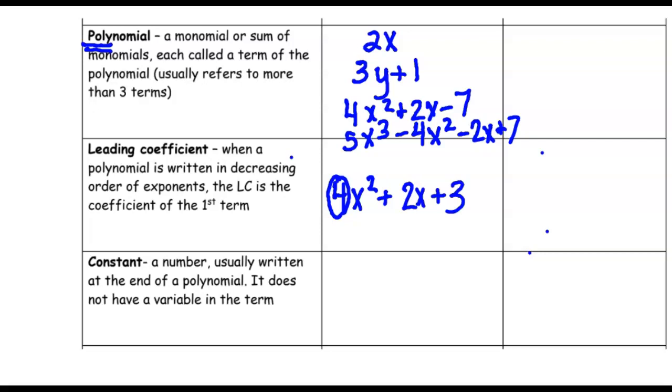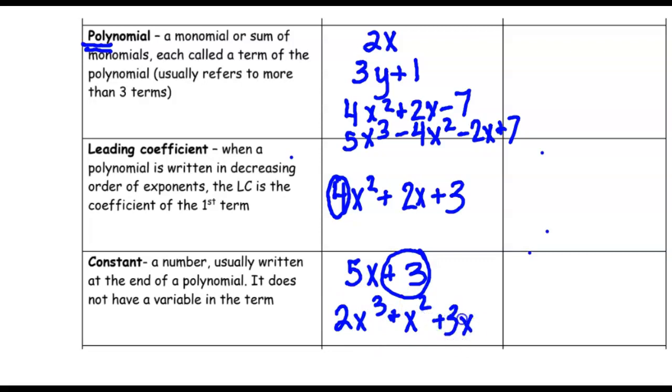Okay, a constant is a number usually written at the end of a polynomial. It does not have a variable associated with it. So if I had 5x plus 3, my constant would be a positive 3. Okay, if I had something like 2x to the third plus x squared plus 3x minus 4, my constant would be a negative 4. Again, you can write your examples in the other column.